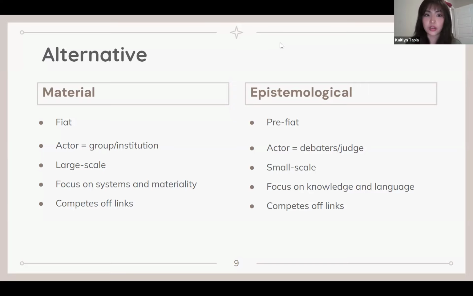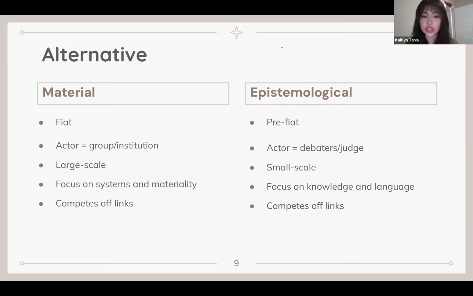And so to be clear, alternatives can be material and they can still use fiat. So again, it doesn't necessarily have to be pre-fiated. The actor would be either a group or an institution, and so it'd likely be the United States federal government, or it would be some sort of revolutionary movement or organization. For example, the Zapatista theoretical revolution or some form of decolonial action. These would be examples of material alternatives that can be fiated.